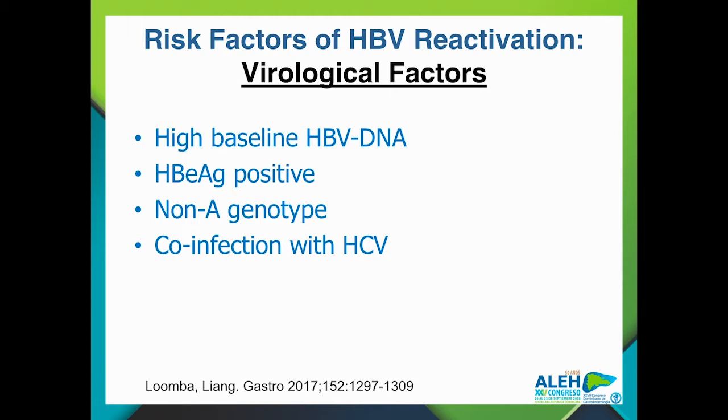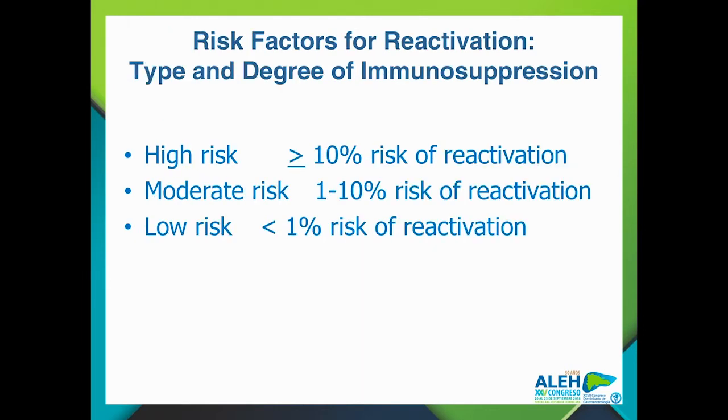Virologic factors, you're more likely to see reactivation in someone that has detectable virus. And so again, that's important. You're more likely to see it in someone who's E antigen positive. You're more likely to see it in someone who doesn't have genotype A for hepatitis B. And I'll come to at the end, you're more likely to see hepatitis B reactivation in someone who was successfully treated with current DAAs for hepatitis C. So that's a whole other area of hepatitis B reactivation, the patient who's cured of their hepatitis C.